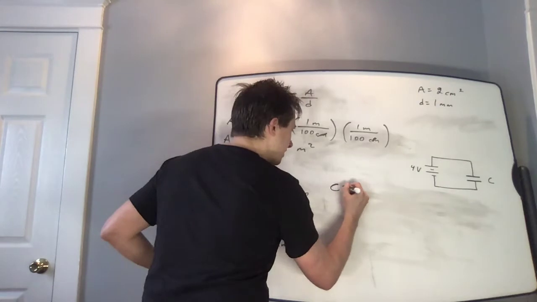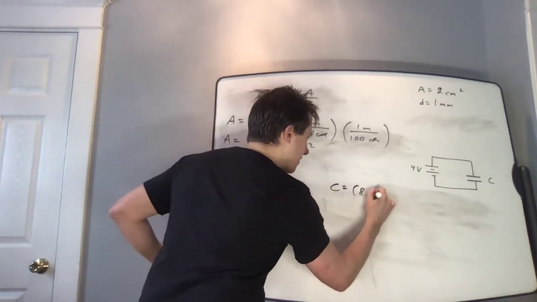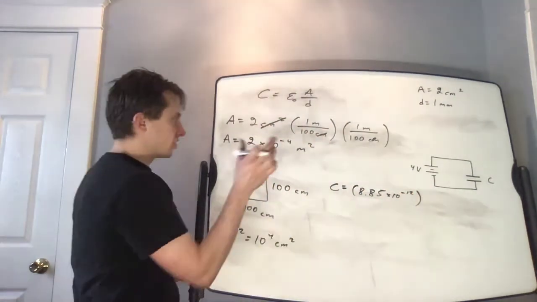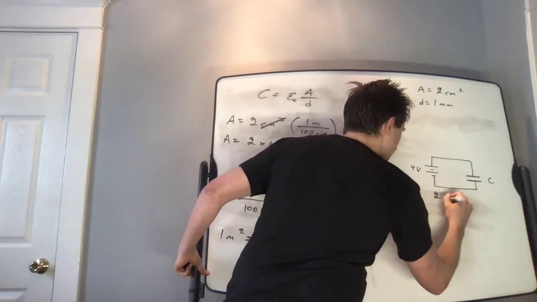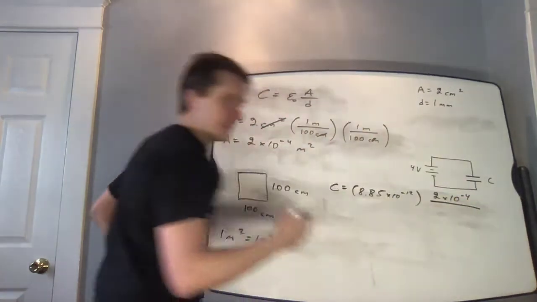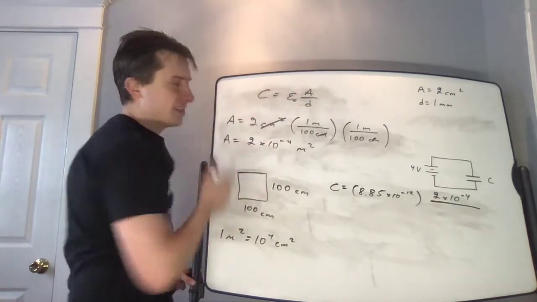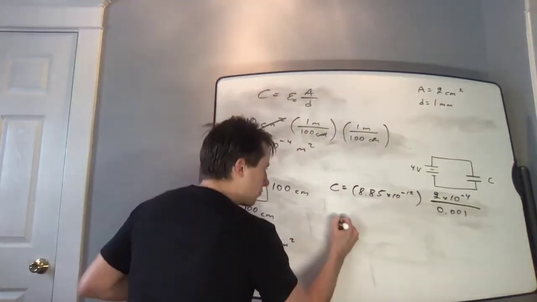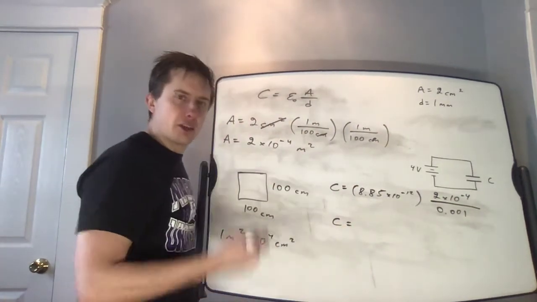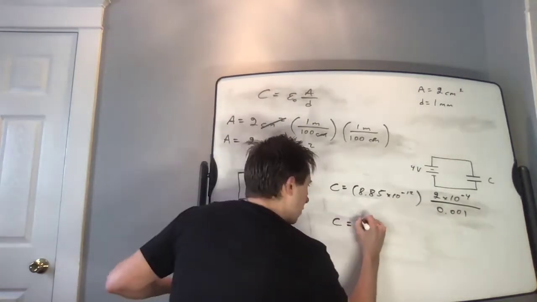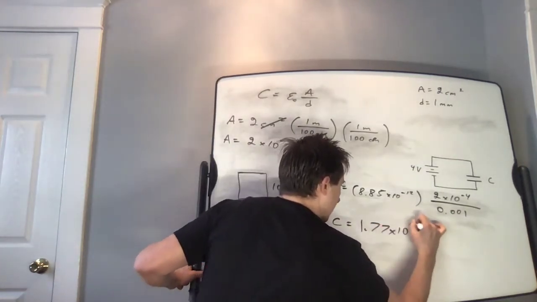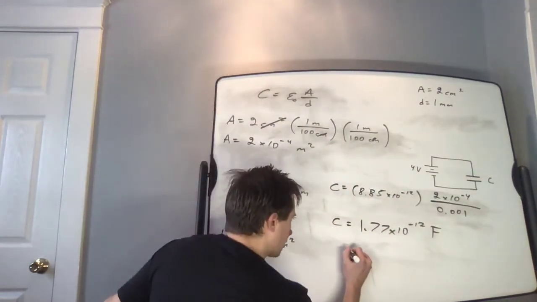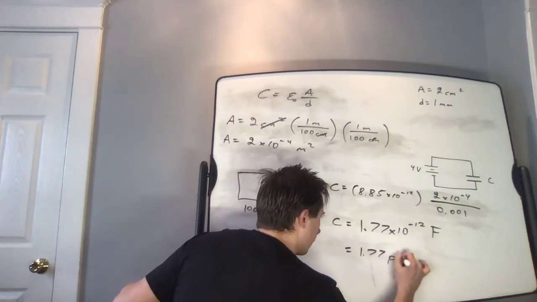I could say the capacitance is given by 8.85 times 10 to the negative 12 times the surface area of the capacitor in square meters, which is 2 times 10 to the negative 4, divided by the distance between the plates. We're told the distance is 1 millimeter, which is 0.001 meters. And when I plug these numbers in a calculator, I find the capacitance of this capacitor is 1.77 times 10 to the negative 12 farad. And if I choose that I want to include an SI prefix, I could also say this is 1.77 picofarad.